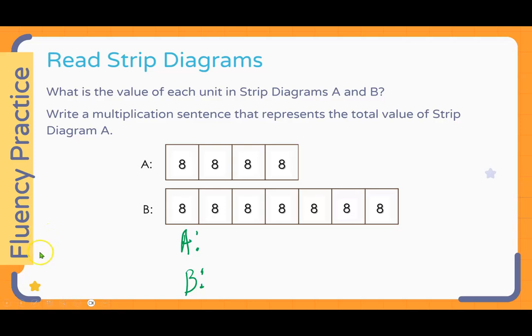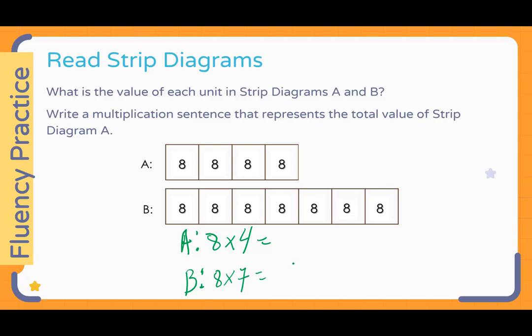Multiplication for each one. Pause the video and do it, and then start it to check your answer. Really, stop it, write it, and then play it to check it. So A has the number 8, and we have 4 of them. B, we have the number 8 again, and we have 7 of them.